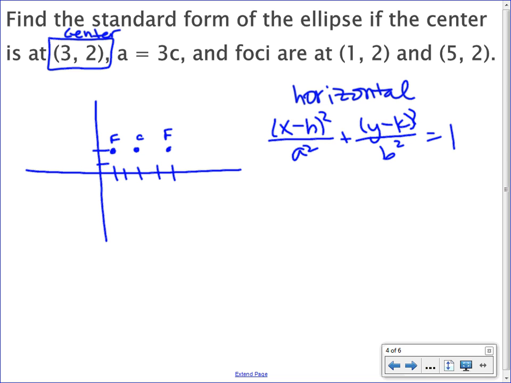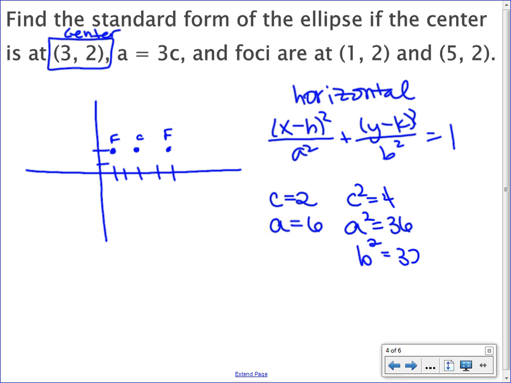All right, so c is 2, which means a is 6. Okay, so really we need a squared, so let's write that a squared is 36. c squared is 4, so what's b squared? This one looks familiar, kind of, doesn't it?